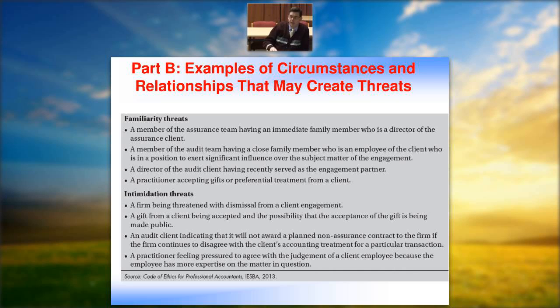Now that's all the fee income you get from the client divided by all of the fee income that the practice gets. So it's not just the audit fee, it's all the fee income from the client divided by all the practice income. And as you can see, that's only one of a number of things that are there.